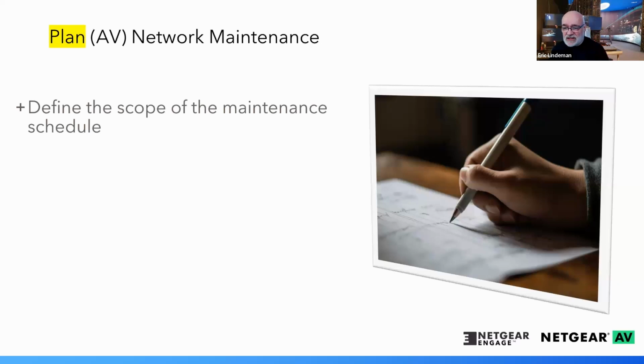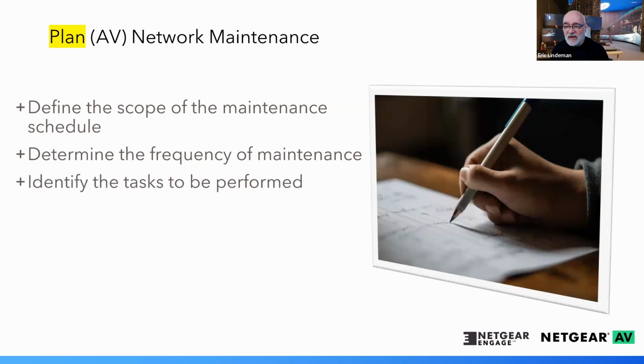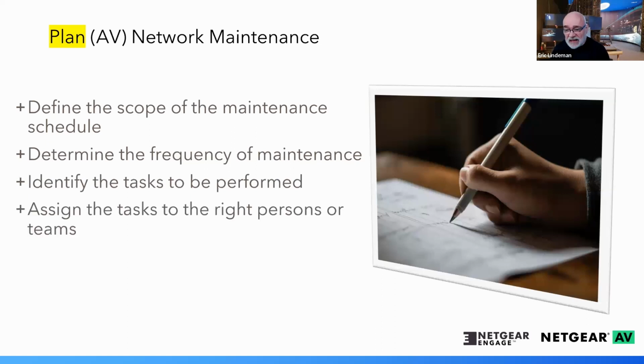Here are some more tips on maintenance scheduling. So first, define the scope for the maintenance schedule. What equipment, software, and network components have to be maintained? Determine the frequency of the maintenance and how often those tasks have to be performed. Another thing is to identify the tasks that need to be performed, the tasks that are required to keep the network in good condition. And then delegate the tasks to the right people or teams. Who's responsible for carrying out the tasks?